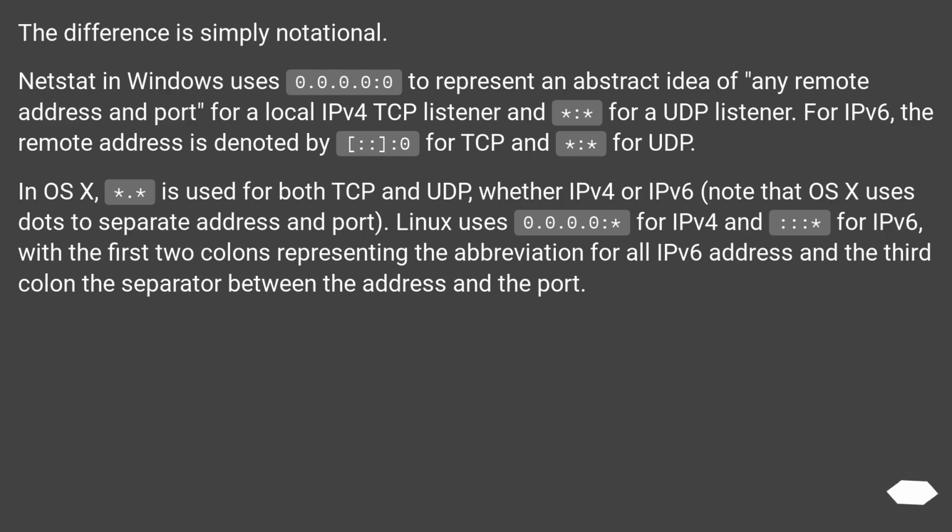In OS X, *.* is used for both TCP and UDP, whether IPv4 or IPv6. Note that OS X uses dots to separate address and port. Linux uses 0.0.0.0:* for IPv4 and :::* for IPv6, with the first two colons representing the abbreviation for all IPv6 addresses and the third colon the separator between the address and the port.